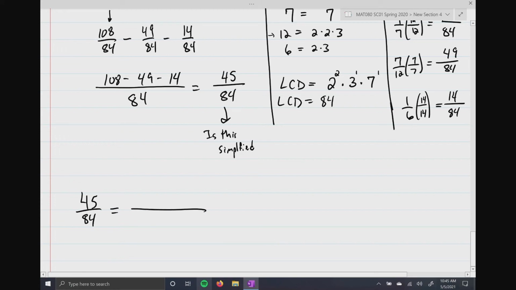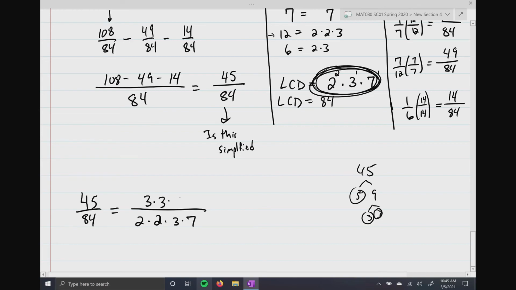The easiest way to do this, I hate to say it, you've got to prime factorize it again, just to make sure. Now, what's nice is you already did the prime factorization of 84, you saw me circling it in the middle of your screen: 2 times 2 times 3 times 7. You already did that one. 45 is 5 times 9, and then that 9 can be broken down into 3 times 3. So we have 3 times 3 times 5.